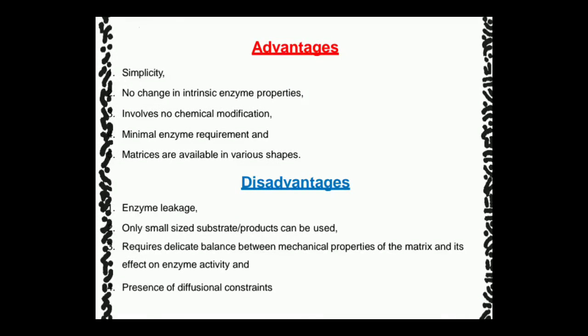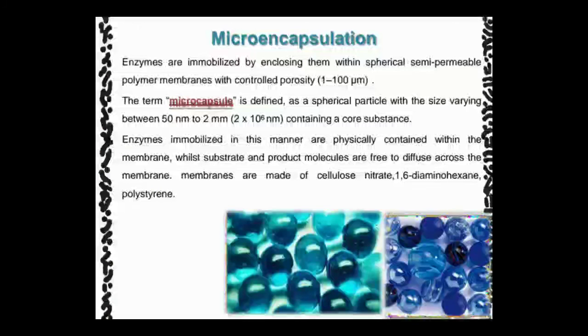What are the advantages of this process? The simplicity, no change in the intrinsic enzyme properties, involves no chemical modification, minimal enzyme requirement and matrices are available in various shapes. What are the disadvantages? Enzyme leakage, only small size substrate or products can be used, require delicate balance between mechanical properties of the matrix and its effect on enzyme activity, and the presence of diffusional constraints.